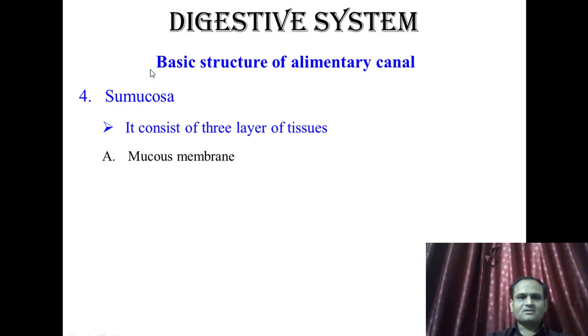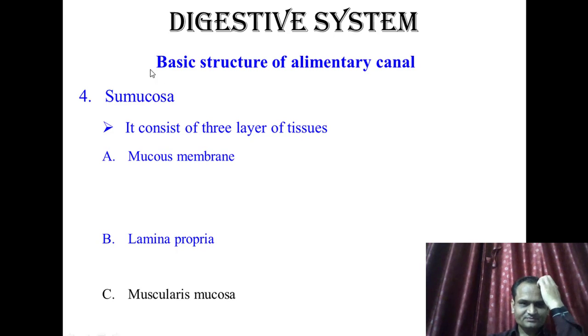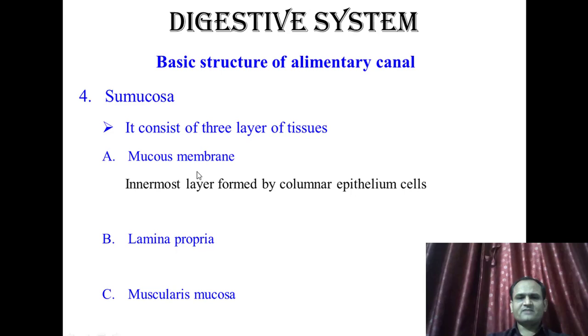Mucosa, the fourth one, consists of three layers: the mucous membrane, lamina propria, and the muscularis mucosa. The mucous membrane is the innermost layer, formed by the columnar epithelial cells.